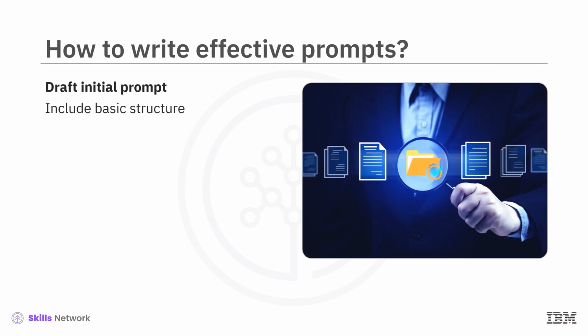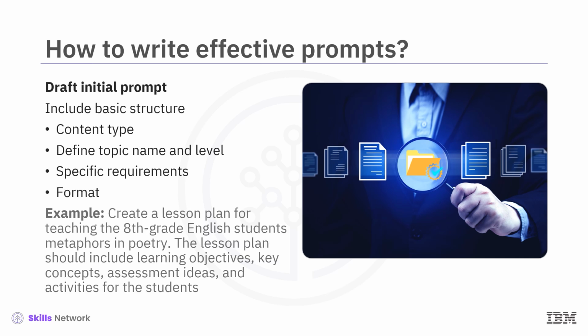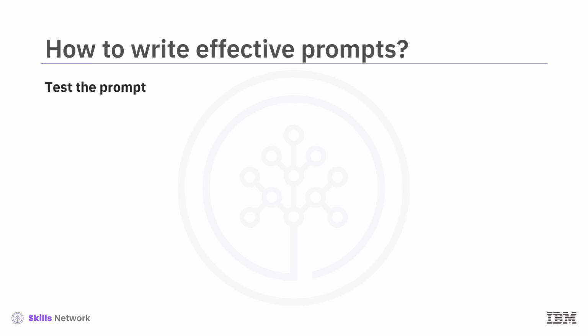The initial prompt includes a basic structure, such as specifying the content type, defining the topic's name and level, specific requirements, and requesting output in a particular format. In this case, your prompt should be, create a lesson plan for teaching the 8th grade English students metaphors in poetry. The lesson plan should include learning objectives, key concepts, assessment ideas, and activities for the students. Now, it's time to test the prompt.